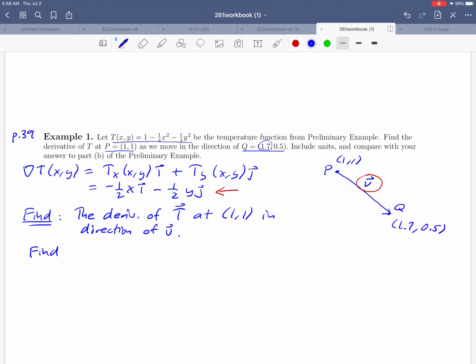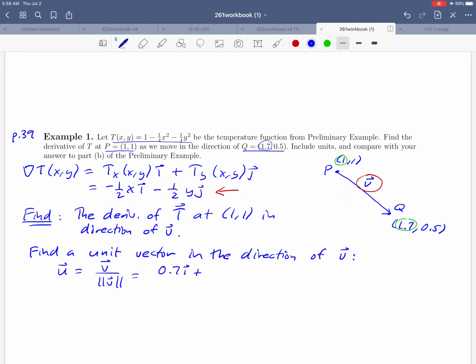So let's say it this way. We'll find a unit vector in the direction of this vector v. We can do that by just taking the vector v and dividing by its length. All right, so let's see. To get components for v, we can just subtract coordinates. We're going from 1 to 1.7, that's going to be 0.7 in the i direction. And then going from 1 to 0.5, that's going backwards 0.5, so minus 0.5 in the j direction.